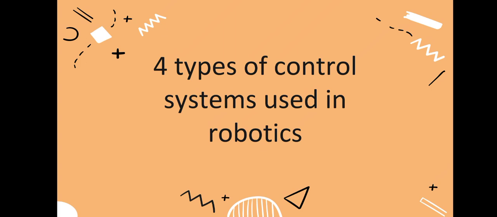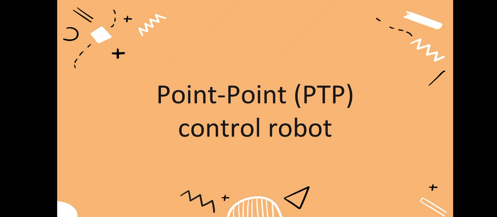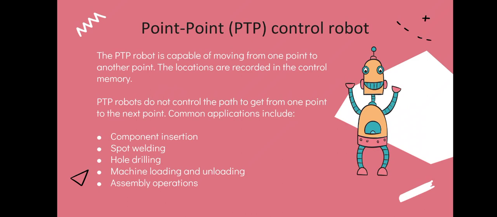So here are the four types of control systems used in robotics. The first one is the point-to-point control robot. The point-to-point robot is capable of moving from one point to another point. The locations are recorded in the control memory. Point-to-point robots do not control the path to get from one point to the next point. Common applications include component insertion, spot welding, hole drilling, machine loading and unloading, and assembly operations.